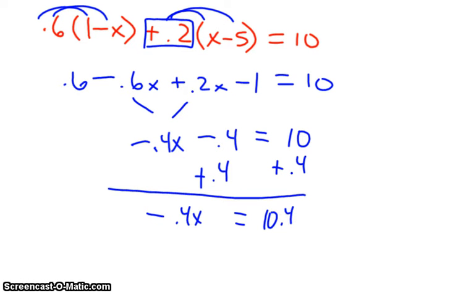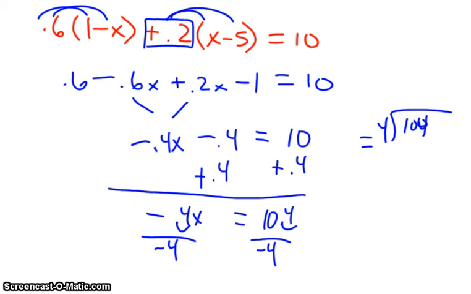Not the easiest thing to look at, but I can just pretend that if I multiply both sides by 10, I'm dividing 4 into 104. Let's do that out over here. Because when I divide each side by negative 4, I'll see that 104 divided by 4 is 26. So x equals negative 26.